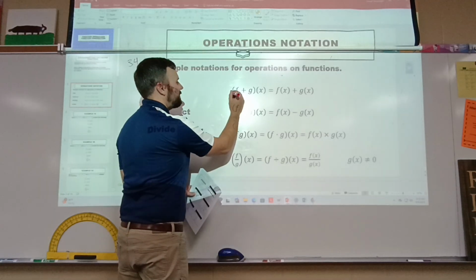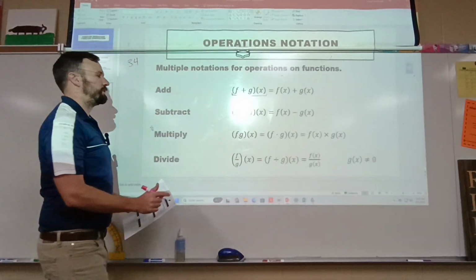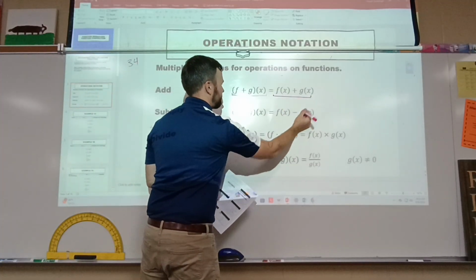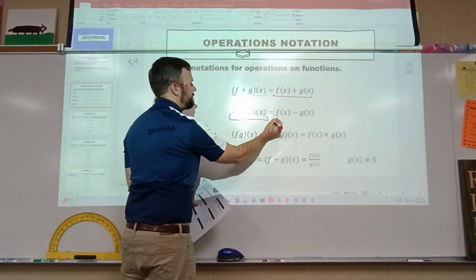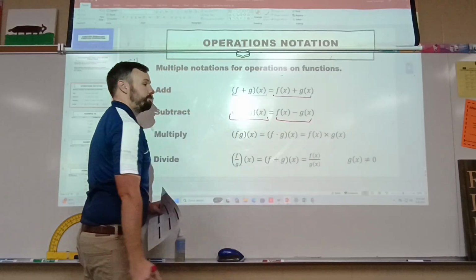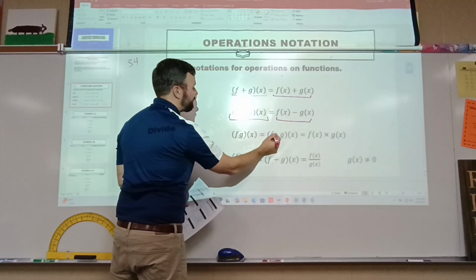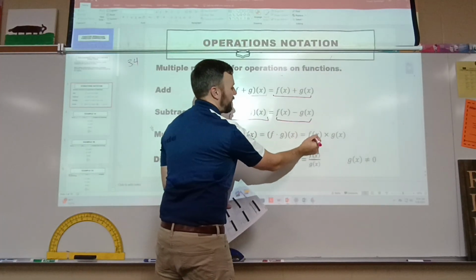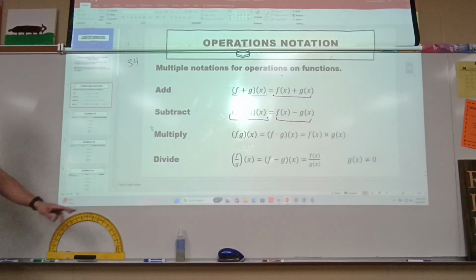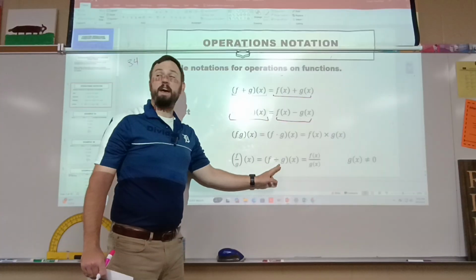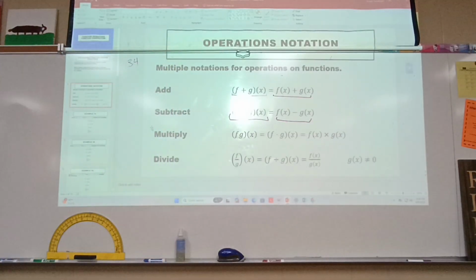New notation. If it says to add my two functions, what do I do with my functions? Add them. If it says f minus g of x, I do f of x minus g of x. If I do f times g of x, that is equal to f of x times g of x. And if I do f divided by g of x, that is equal to f of x divided by g of x.